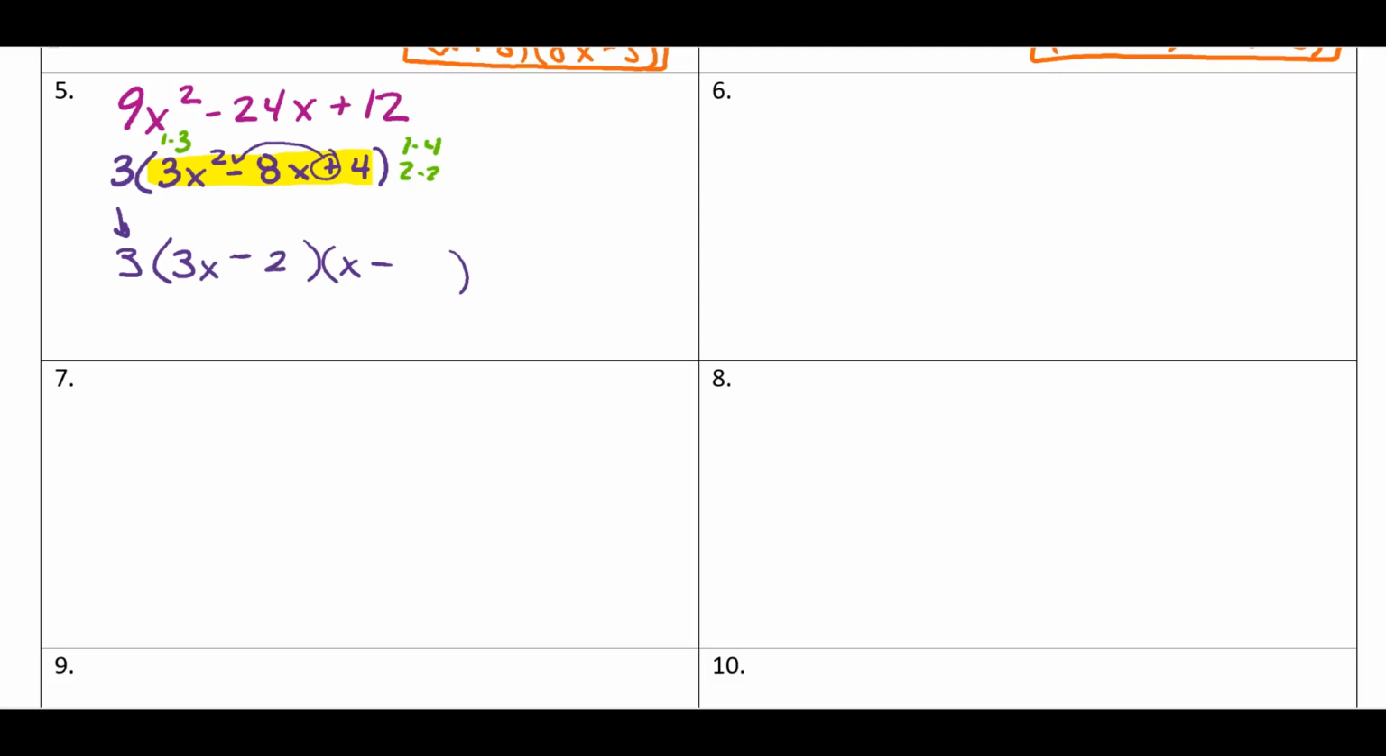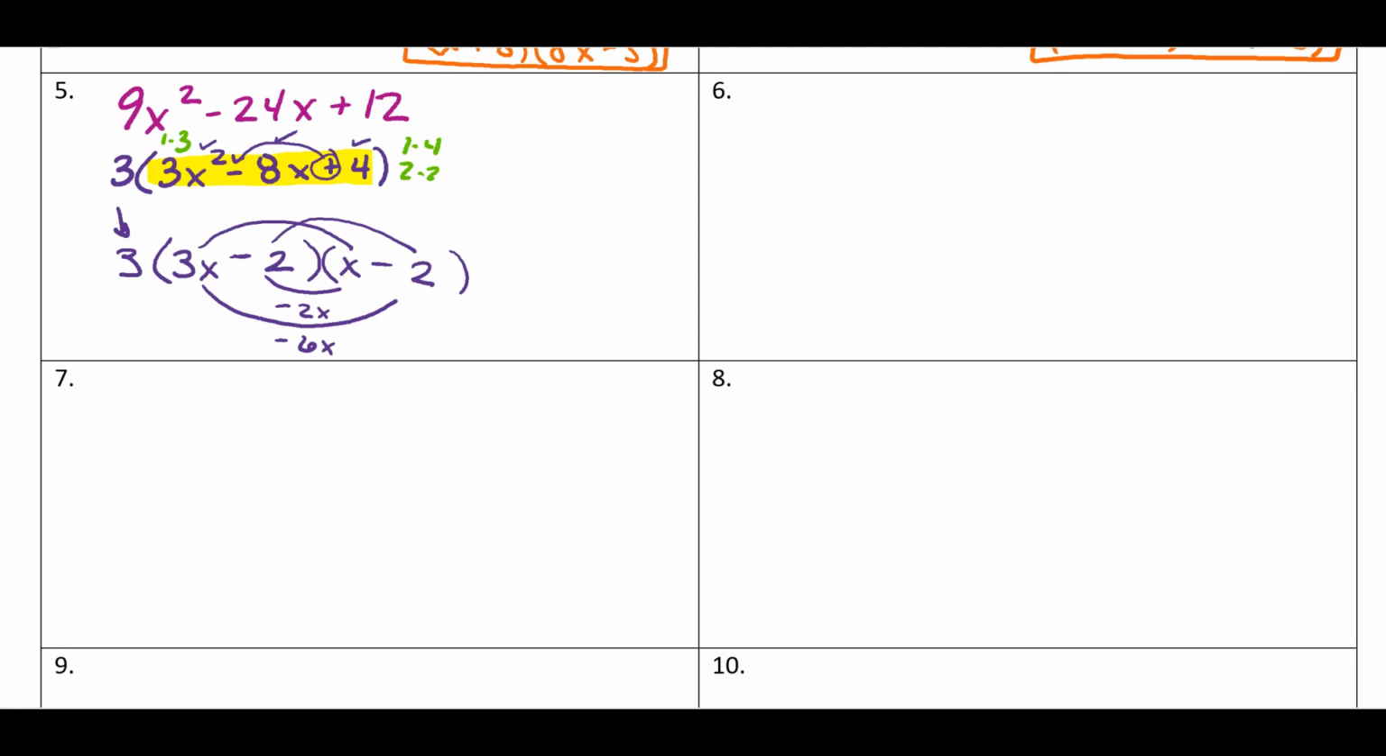So of course I'm going to start with 2. So that's going to give me negative 2x, and this is going to give me negative 6x, and look at that, negative 8x, it fits beautifully. I'm done. Always going to check, of course. 3x times x is 3x squared. Check. That did definitely add up to negative 8x, and negative 2 times negative 2 is 4.